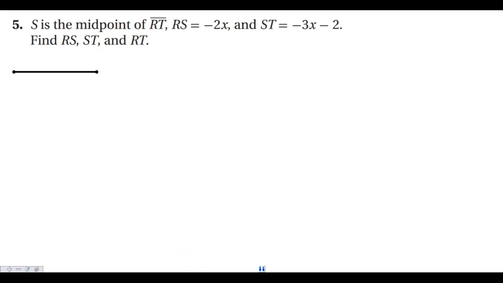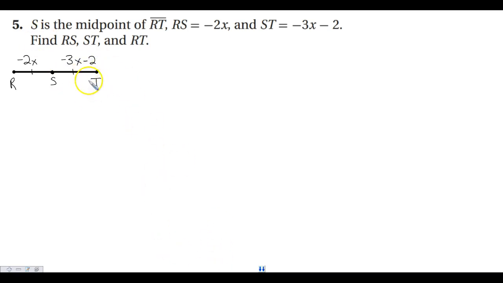And I'm told that S is the midpoint. So that means it's going to go in the middle, and these are going to be equal. Okay, so S is the midpoint of segment RT. Okay, RS is negative 2x. ST is negative 3x minus 2.